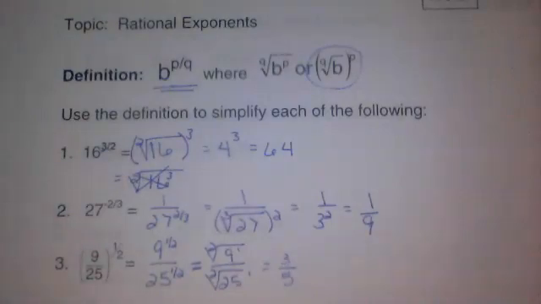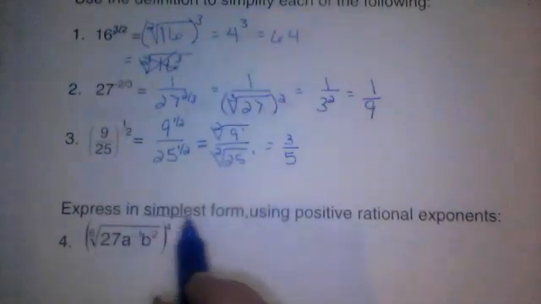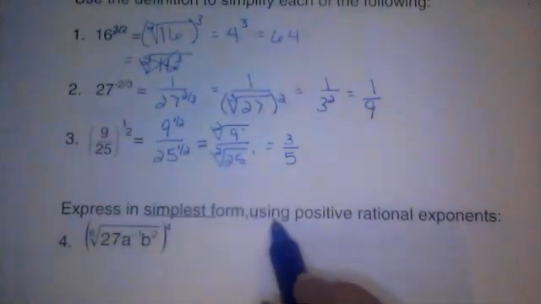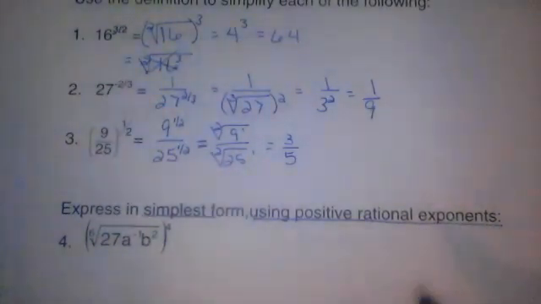Okay, so we're going to be using this rational exponent rule or definition to simplify some problems. And it says that in this next section, we want to express these in the simplest form, and we want to always end using positive rational exponents. So we don't want to leave roots. We are going to leave positive rational exponents. That means fractional exponents.